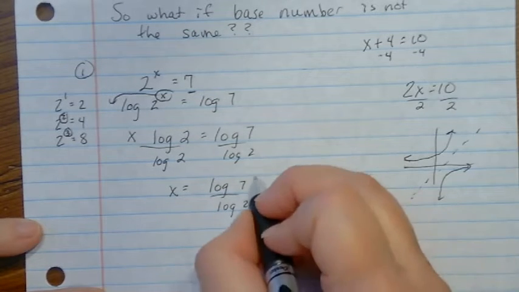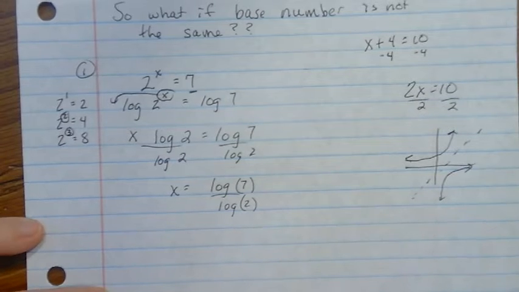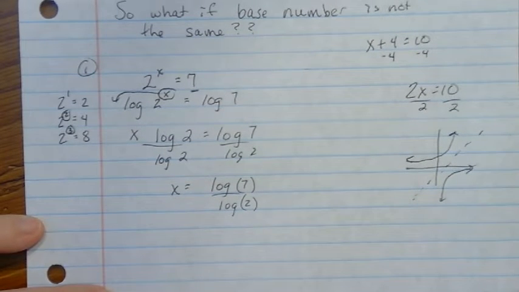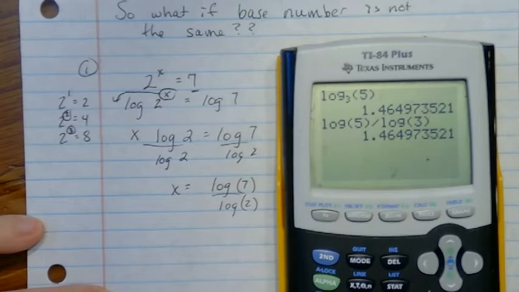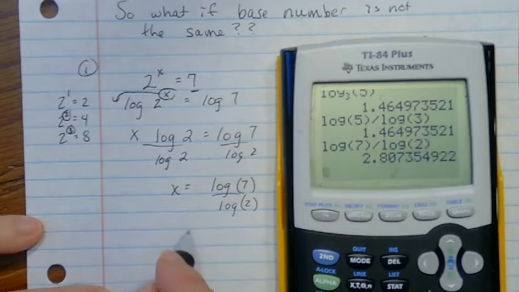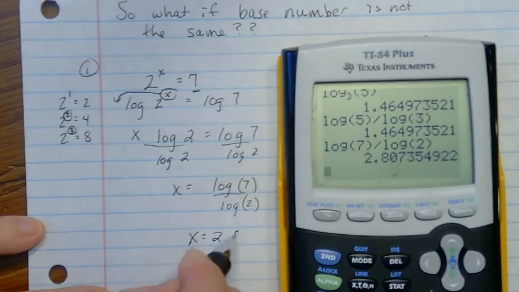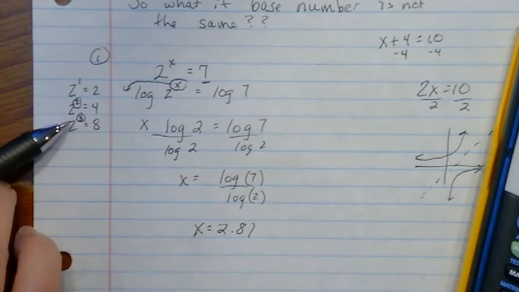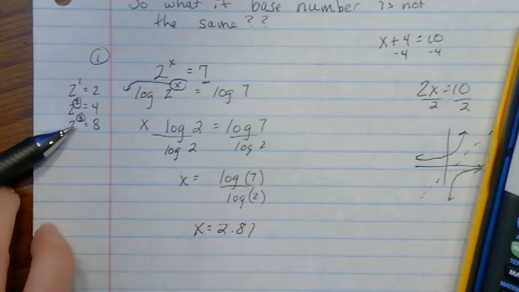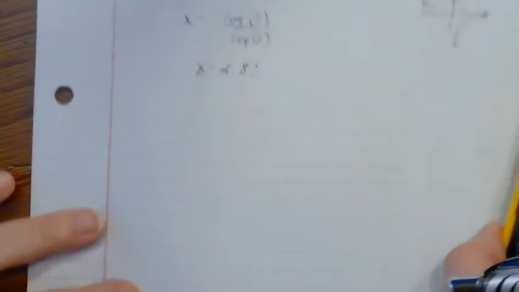Now when we put this in our calculator, we want to make sure that we put a parenthesis around the 7 and the 2. You can do this on either calculator. So I'm going to do log 7 divided by log 2, and my answer is 2.81. And that's what I estimated in the first place. I knew that it was going to be between 2 and 3, but closer to 3 because 7 was close to 8.